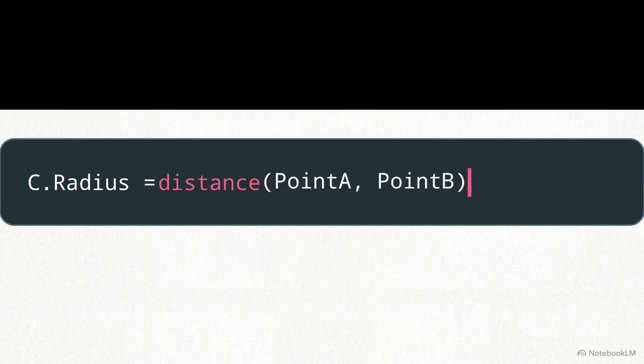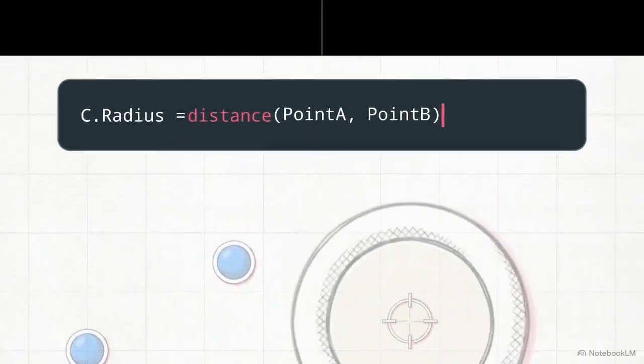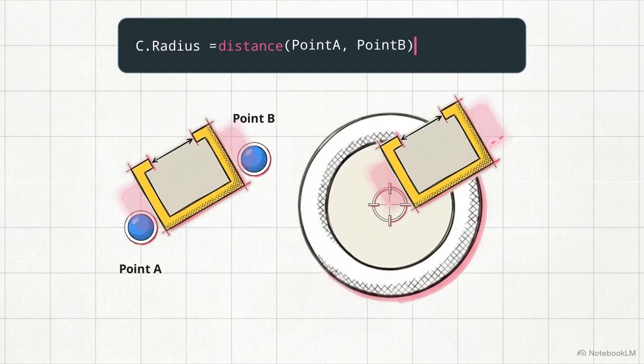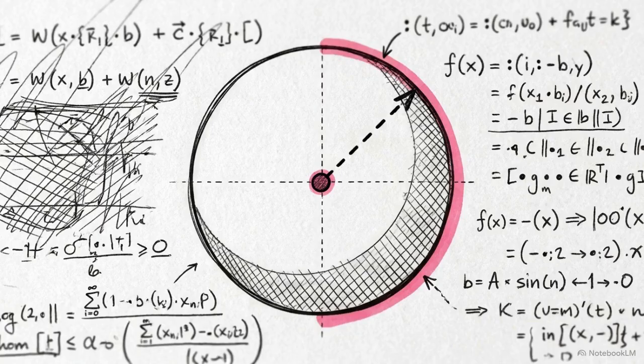Let's wire our components together. We delete the constant 100 meters and instead type c.radius equals distance, point A, point B. By doing this, the radius becomes a dependent variable. It no longer has a fixed size. Its size relies entirely on how far point A is from point B. That specific replacement is where the logic encodes. You have just taken a static drawing and turned it into an intelligent, reactive algorithm.